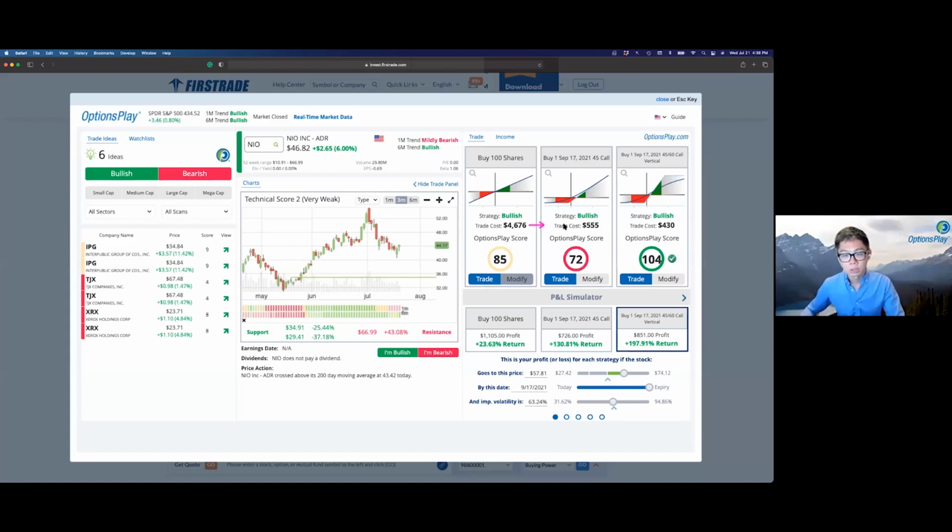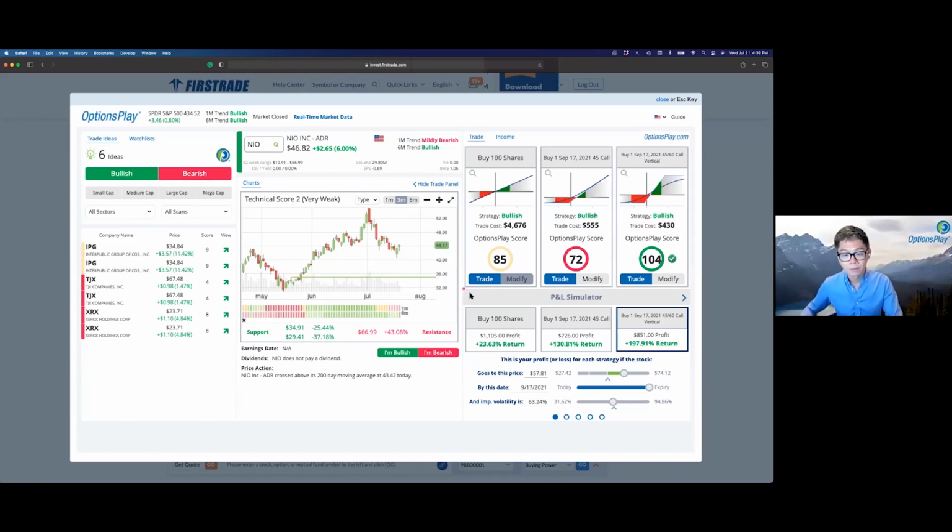So just to put this in percentage terms, 555 out of 4,600 is about 12-13%. 430 out of 4,600 is roughly 8% and 9% or so. So the call option is risking about 12 to 13% of the stock's value. The call spread is risking about 8 to 9% of the stock's value. So let's look at how these strategies perform.